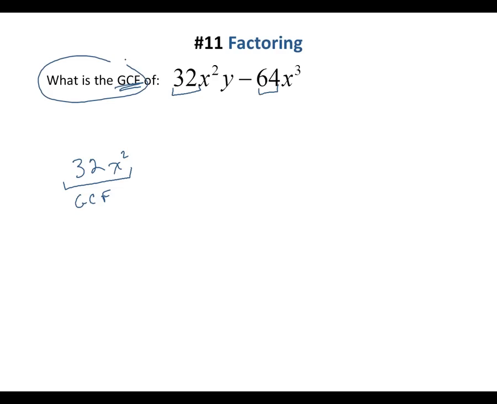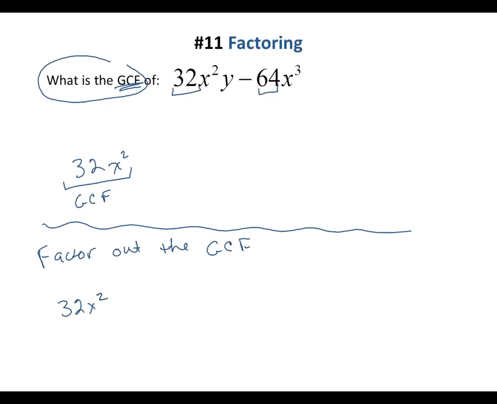What's the GCF of 32 and 64? 32. Good. How many x's are common? There's at least two x's in both of those terms, so x squared is common. Why not y? The y is only in one term. There's no y in the second term, so it can't be common if it's not in both terms. So this is the GCF, 32x squared.